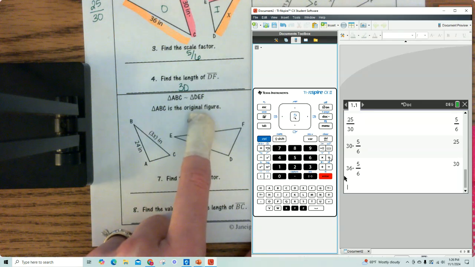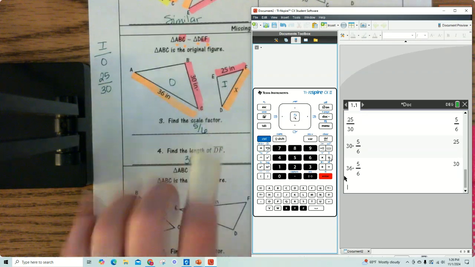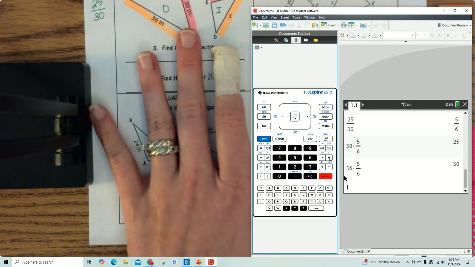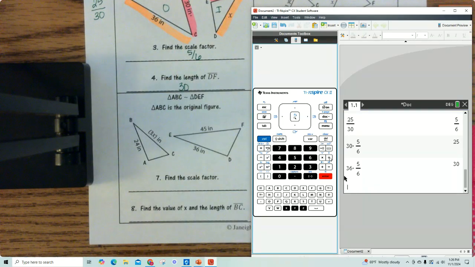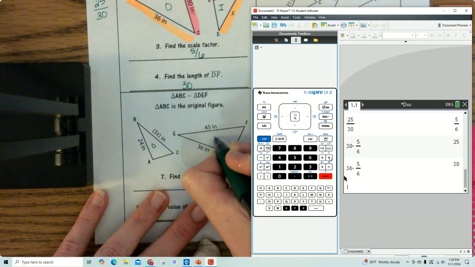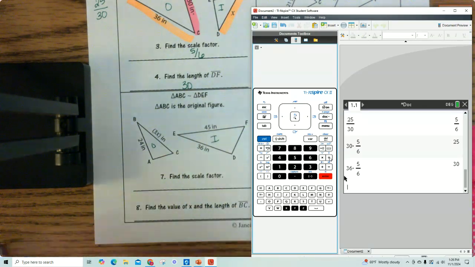So ABC is the original figure. So that one actually tells us, oh, they do tell us ABC is the original. So I did good on this page to make sure you knew which one was the original. So ABC is the original. DEF is the image. Match up sides here.